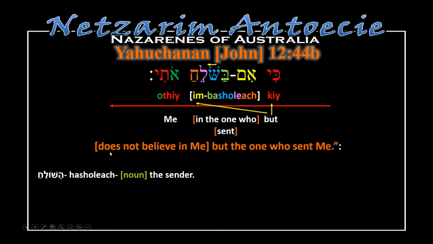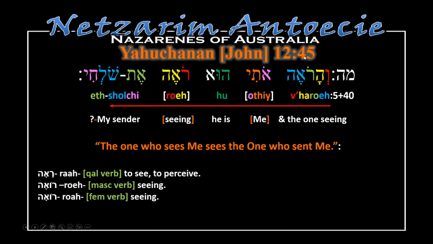From the previous verse: he does not believe in me, but the one who sent me. And I just repeat, sholei ach is a noun for the sender. The one who sent, or the sender, right? And now let's read that again. Ki, im, ba, sho, le, ach, ot. By reading it a bit slower, we make sure that we pronounce it properly, instead of rushing through it.